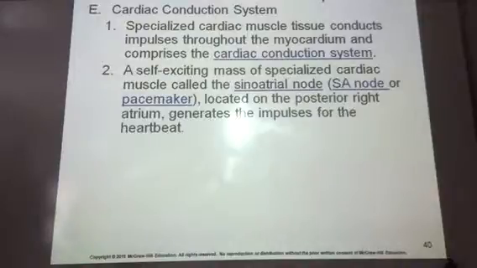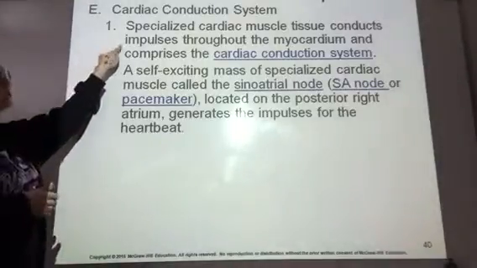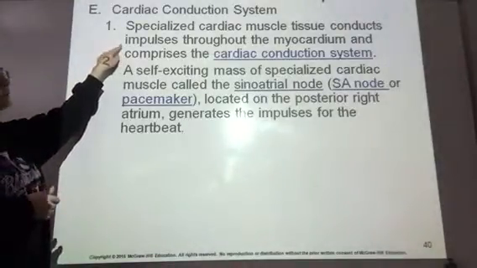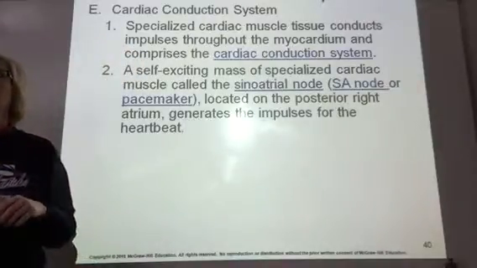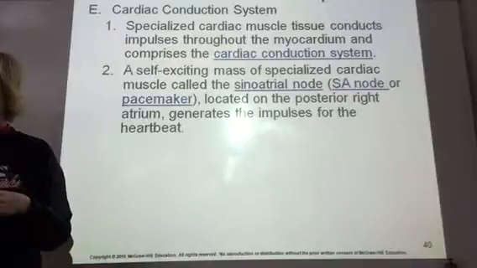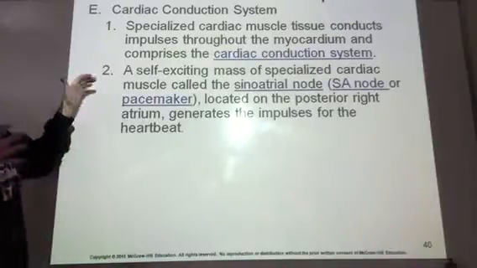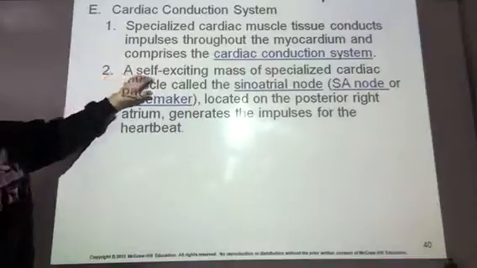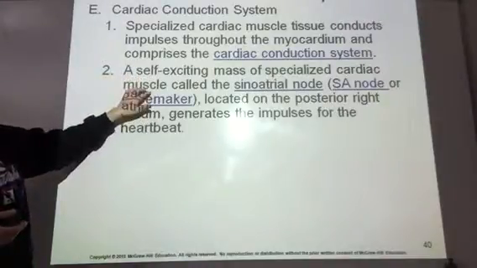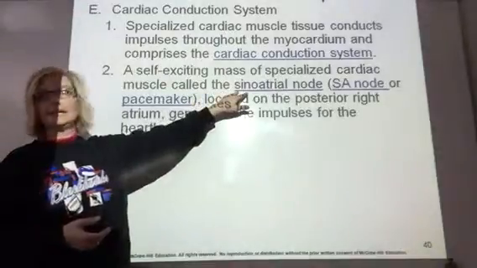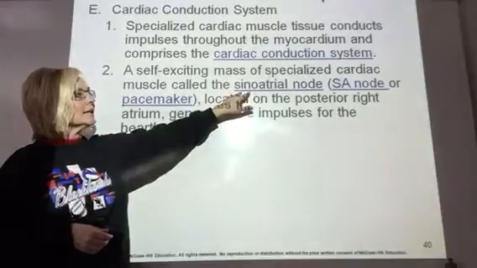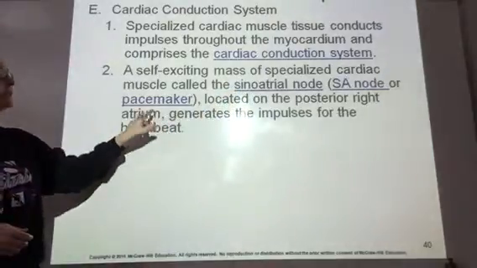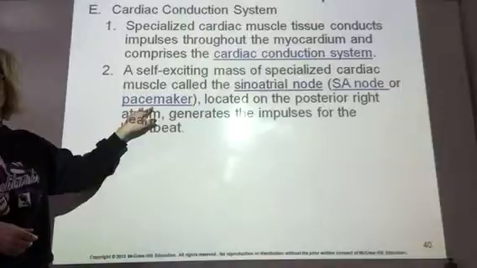Also inside of your heart, there's specialized cardiac tissue that's going to allow nervous impulses to go throughout the heart. And that's called the cardiac conduction system. This one you hear more about, this one there's more abnormalities with. So inside of your heart, you have a self-exciting mass of cardiac muscle, and it's called the SA node. Sinoatrial, it's found in your atrium. The SA node, it is the natural pacemaker of your heart.